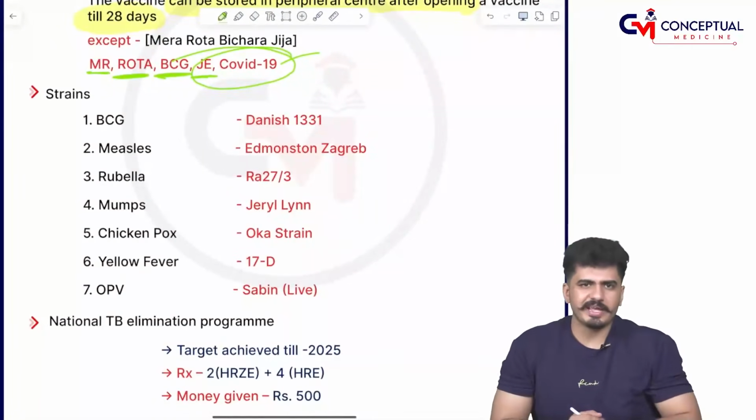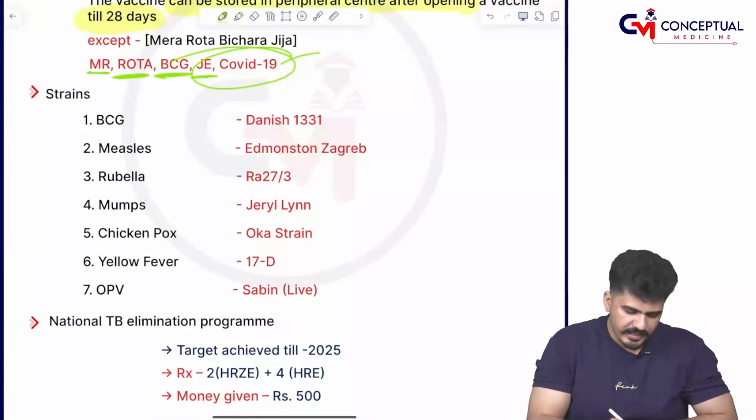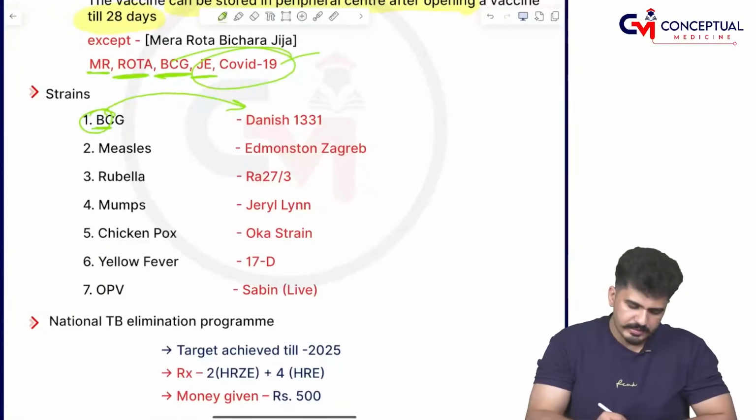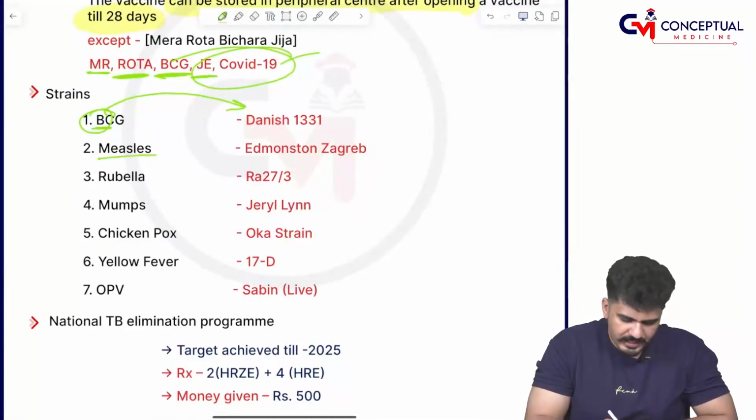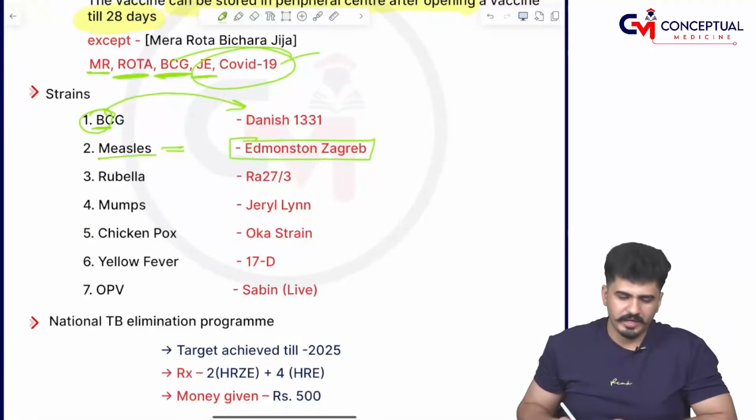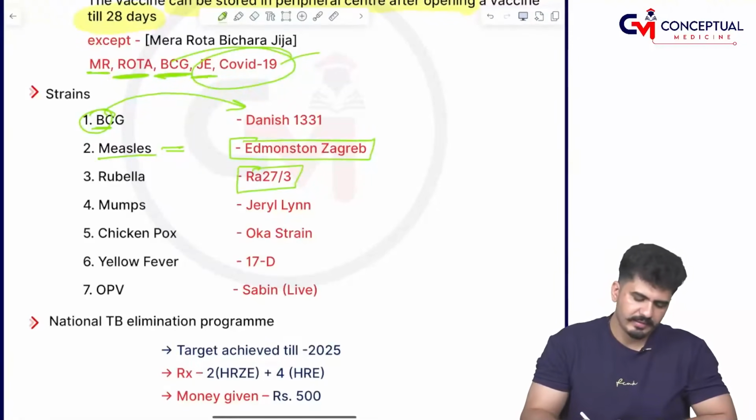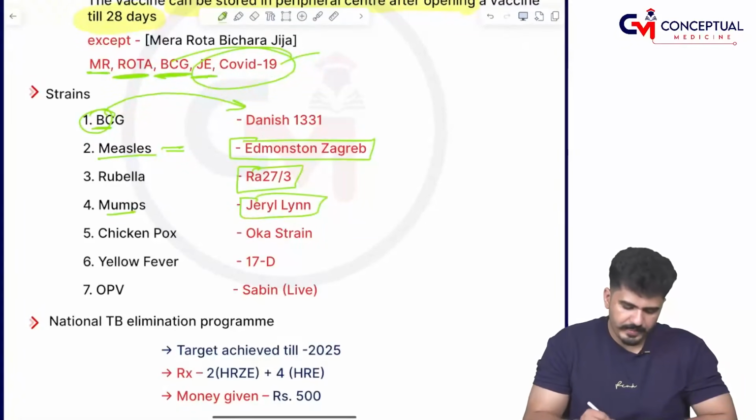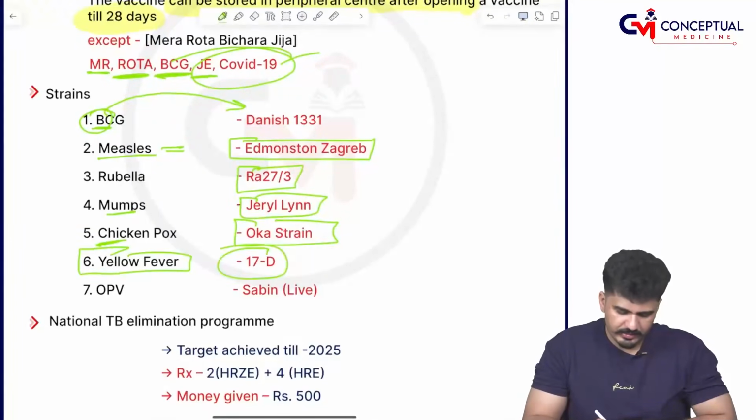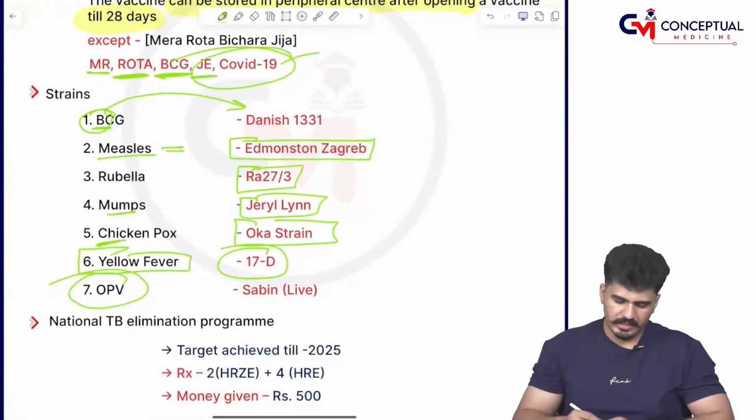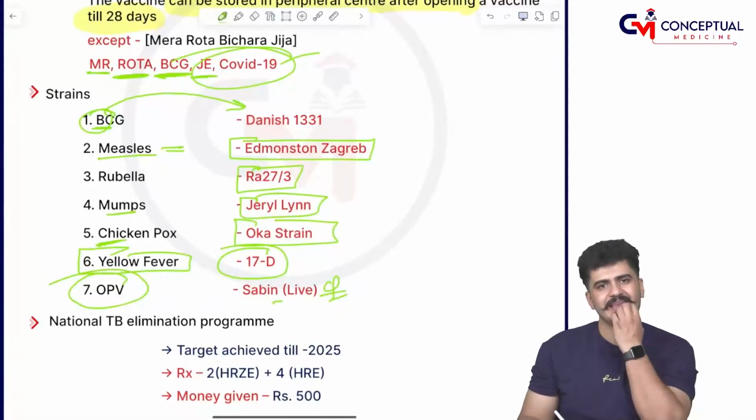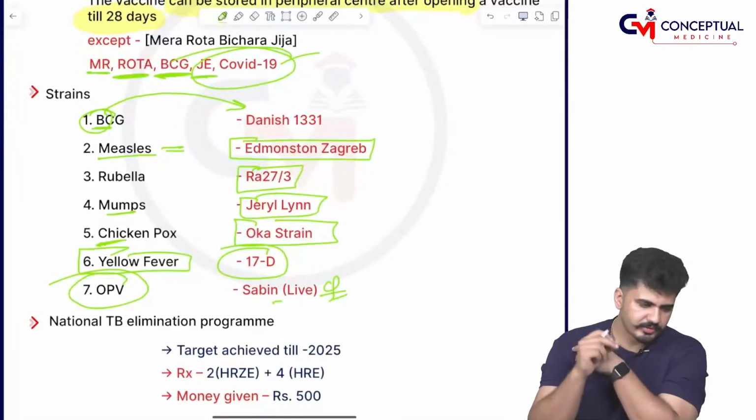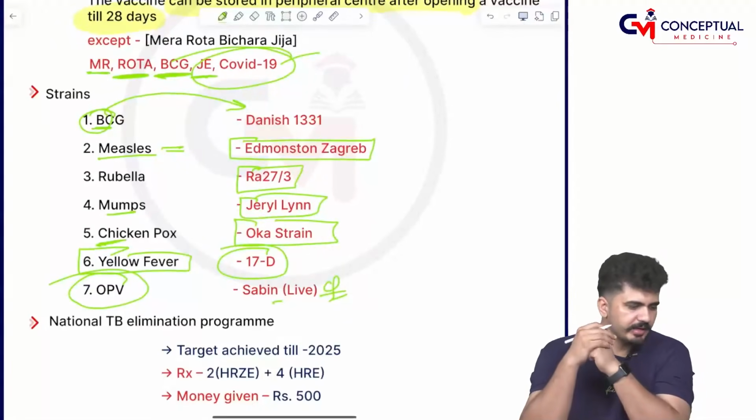Now some important strains of vaccine you have to remember. BCG, who is BC? Danish. So remember BCG is Danish 1331. Then coming to the measles: मजा आया है गुड़ खाके. गुड़ को क्या बोलते हैं? जैगरी. Edmonston Zagreb. Rubella, RA27/3. Mumps, Jeryl Lynn. Chickenpox, Oka strain. Yellow fever 17D. Then OPV, Sabin, live. Oral polio vaccine. So these are the important strains you have to remember for the exam.